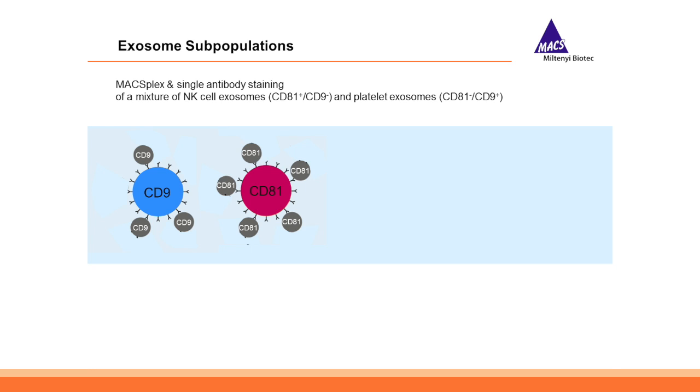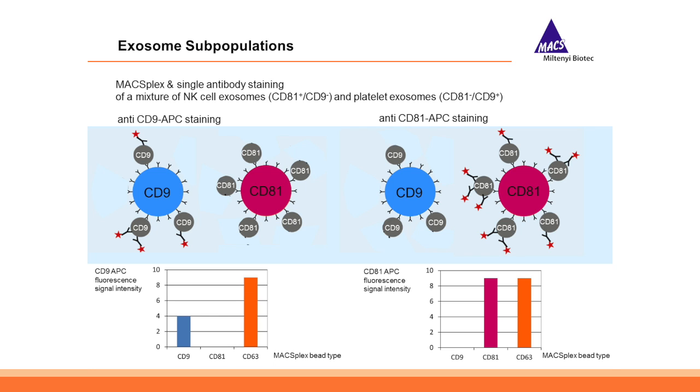Now we are not using the staining cocktail, but single antibodies to be able to discriminate the two different subpopulations. So of course, as we have CD9 and CD81 positive exosomes, we bind exosomes to the respective beads, and if we now stain with the CD9 APC antibody, we only expect a signal for the CD9 beads and no signal for the CD81 bead. And if we stain with CD81, it's the other way around.